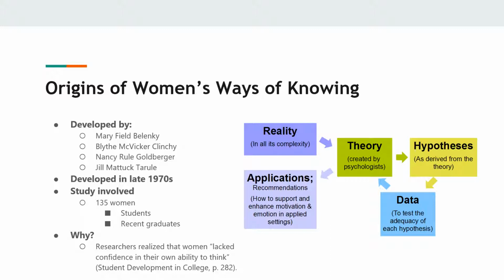What they ended up realizing was that women lacked confidence in their own ability to think, speaking often about holes in their learning. They ended up publishing their findings in their book, Women's Ways of Knowing: The Development of Self, Voice, and Mind, in 1986. The study and book are said to have contributed greatly to freeing women's voices.